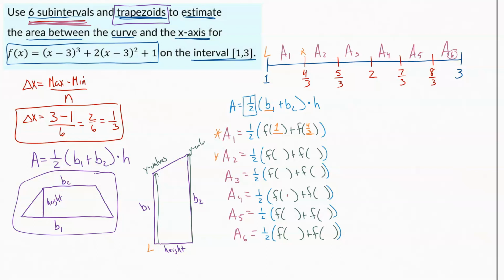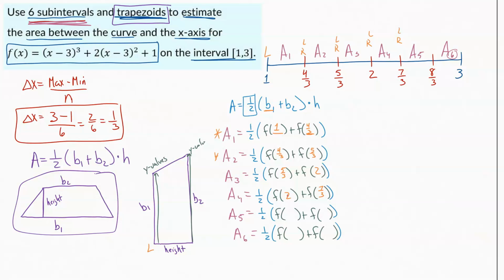So going to A2, the left side of A2 is 4/3. The right side of A2 is 5/3. So that's how we get our base 1 and our base 2. Working our way down, A3, left side 5/3, right side 2. Working our way down to A4, left side is 2, right side is 7/3.